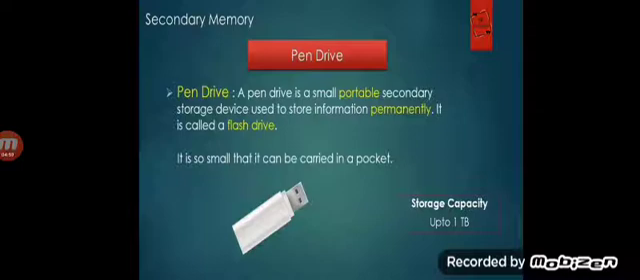The next secondary memory device we have is pen drive. We all have seen pen drives, right? You must be using pen drives also. So what is a pen drive? A pen drive is a small portable secondary storage device used to store information permanently. What do you mean by portable? Portable means you can easily carry it from one place to another. It is also called flash drive. It is so small that it can be carried in a pocket. And the storage capacity of a pen drive is up to 1 TB. Nowadays you get it for 2 TBs also.